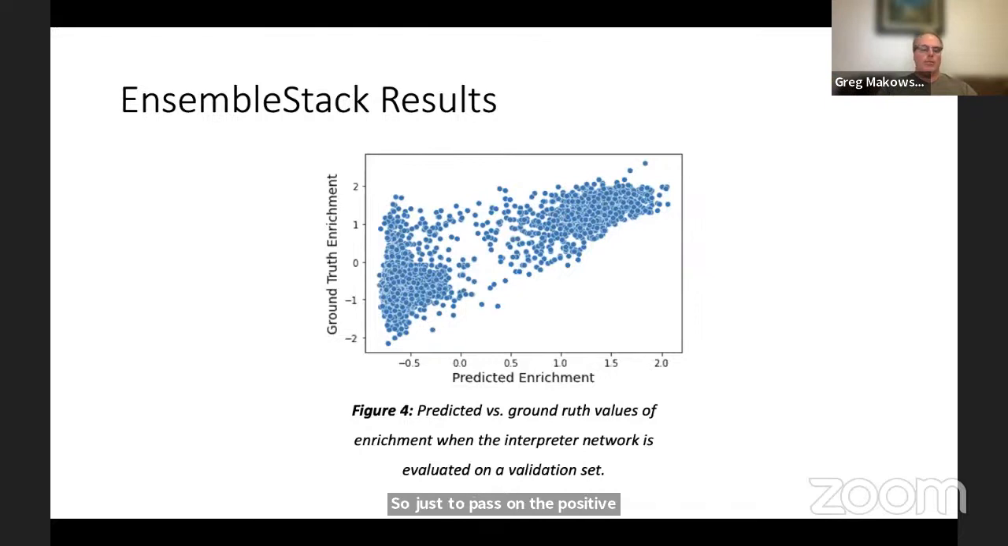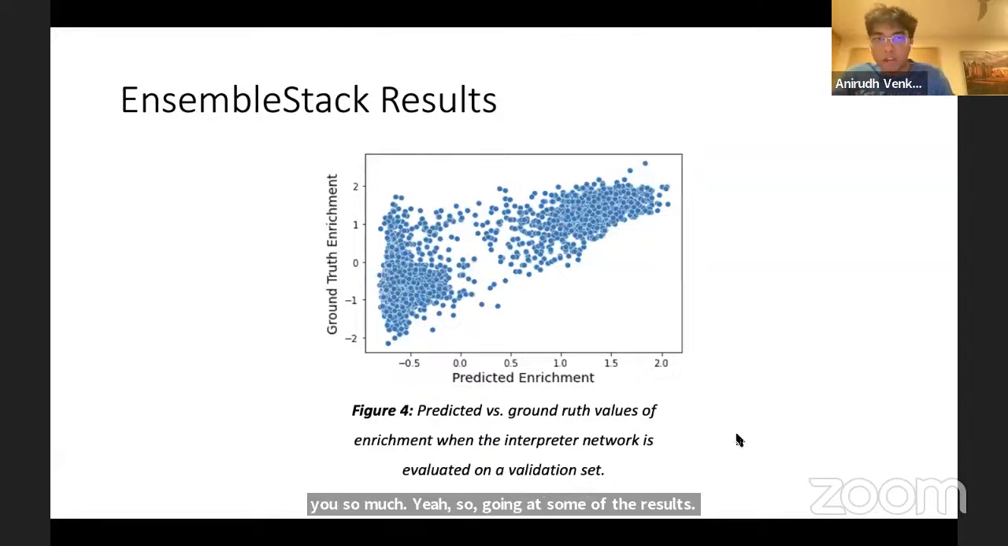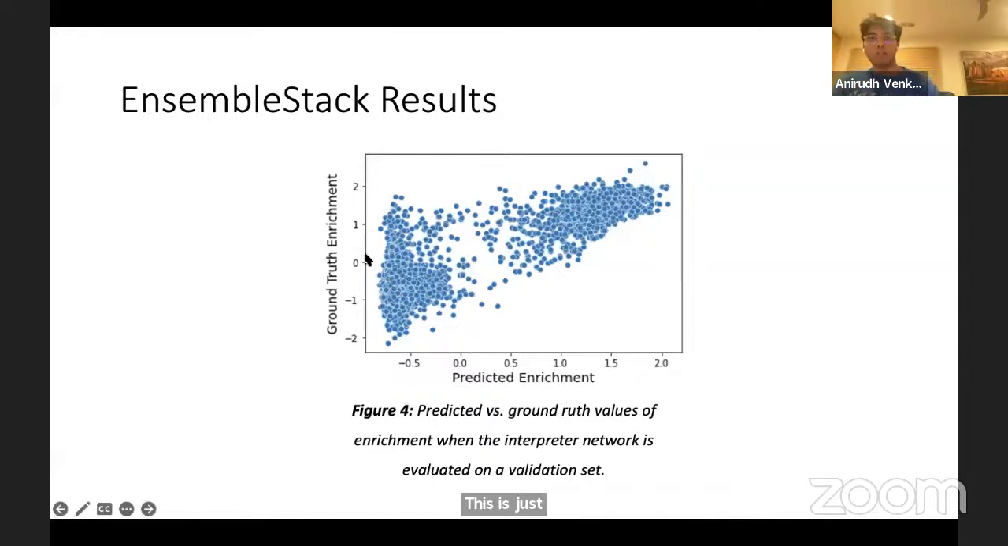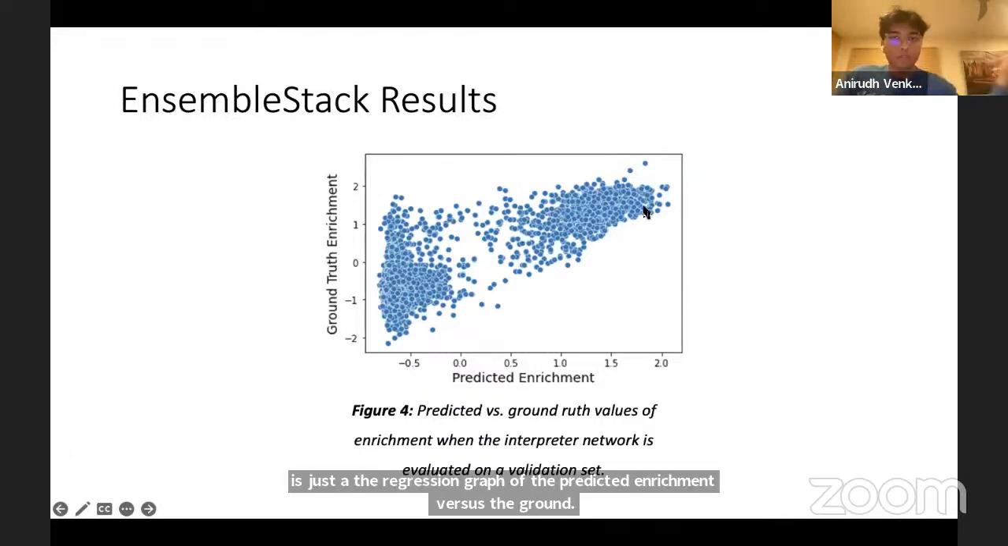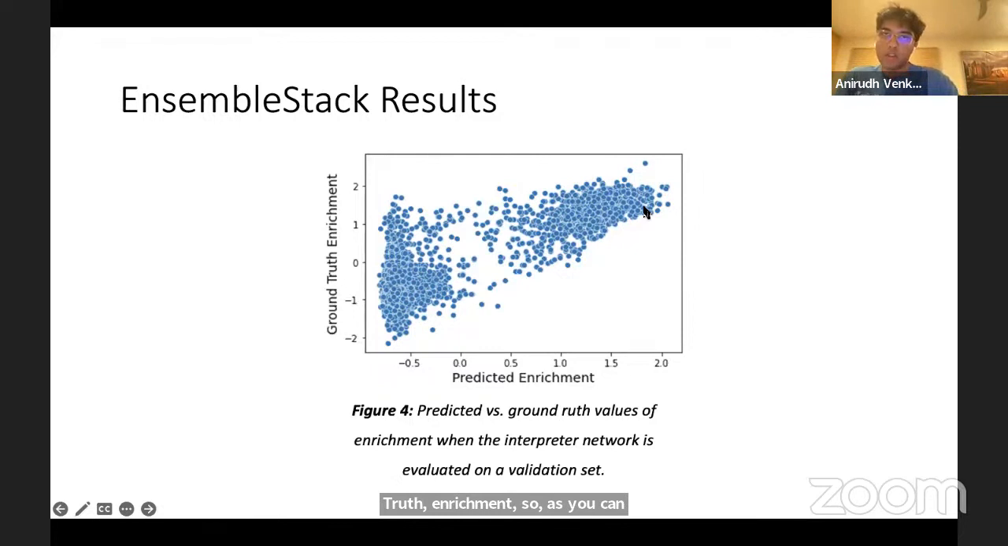Thank you so much. Yeah, so going into some of the results, this is just a regression graph of the predicted enrichment versus the ground truth enrichment. As you can see, it follows a relatively linear curve. The R squared is around 0.78, and the Pearson correlation is 0.88.